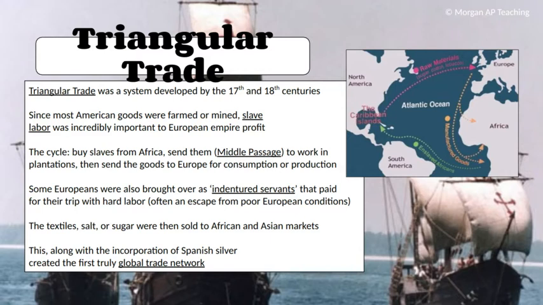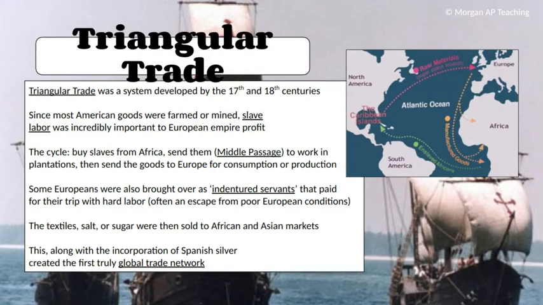The cycle was to buy slaves from Africa, then send them through the Middle Passage to work in plantations, then send the goods to Europe for consumption or production. Some Europeans were also brought over as indentured servants that paid for their trip with hard labor, often an escape from poor European conditions. So some Europeans who were really poor decided to come over as an indentured servant where they would work off their debt.